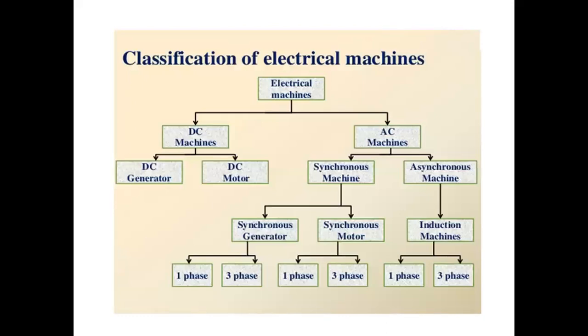Next, classification of electrical machine. Electrical machine means a machine that can be used as a motor or as a generator. Motor means electrical energy is converted into mechanical energy, and generator means mechanical energy is converted into electrical energy.